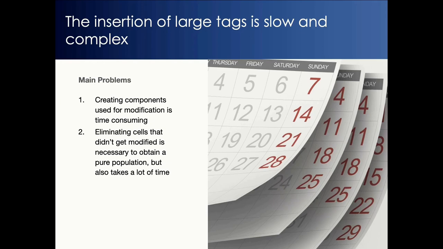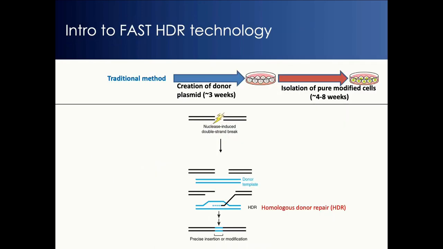So a big amount of time has to be invested in trying to eliminate the cells that were not modified in the reaction. And let me explain in more detail why that is. Traditionally, the creation of these donor templates that will contain the information of the fluorescent protein that is going to be inserted takes multiple weeks and requires expertise.